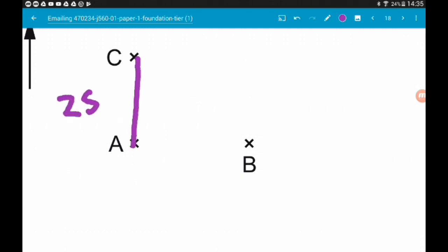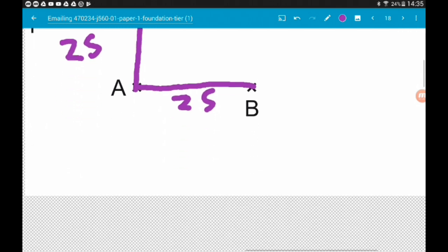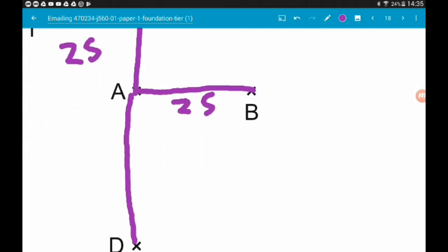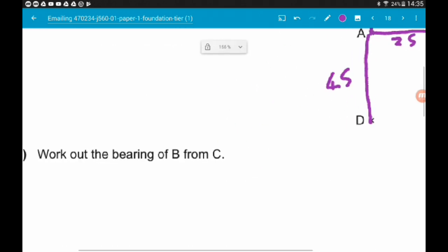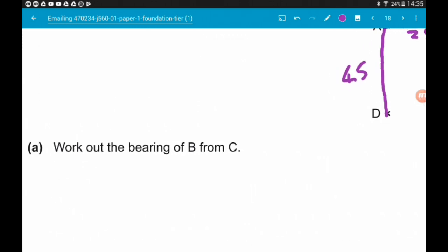So we know that's 25. I'm not going to worry about putting kms on. That's 25. And we also know that is 45. Okay, part A wants us to work out the bearing of B from C. So, this is saying that we're at C and we want to know what bearing we would have to travel on to get to B. So what we need to remember here is bearings are measured clockwise and north is 0 degrees.